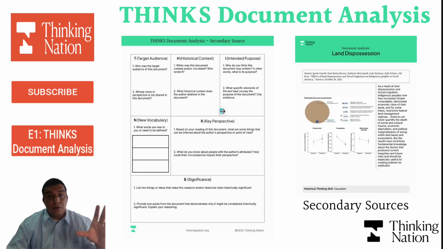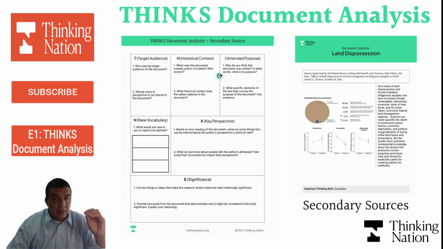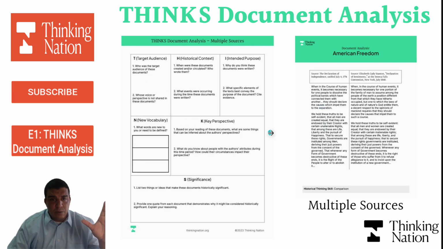This can also be done for secondary sources. Here's a graph that is used in textbooks and in all types of historical situations, but without a tool, the students really struggle to get the most out of it. And so Thinks has a document analysis tool for secondary sources. Again, the students go through it. They can go through it in pairs or as a class, and they fill it out.